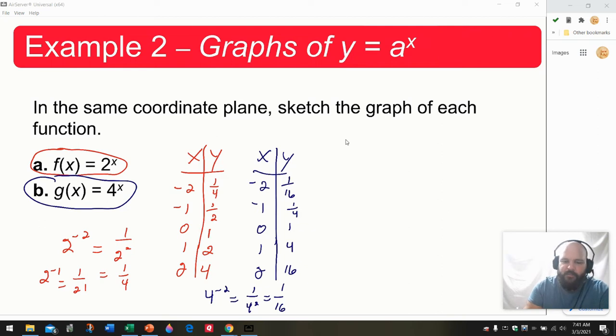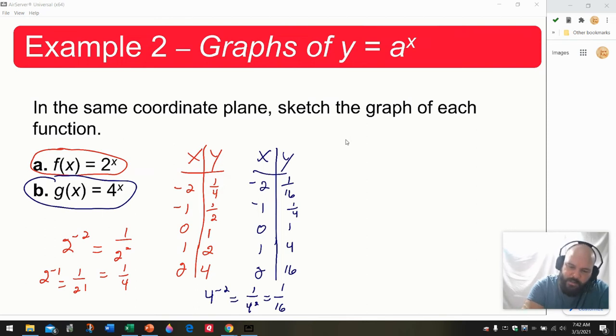So what you see if you compare these y values, I'm going to highlight them. If you compare the y values, for the 4 to a power, they're much smaller. 1/16 and 1/4 is a lot smaller than 1/4 and 1/2. But when you get into the positive x values, you can see that they get a lot bigger. So that goes all the way up to 16 as opposed to 4 in the other one.